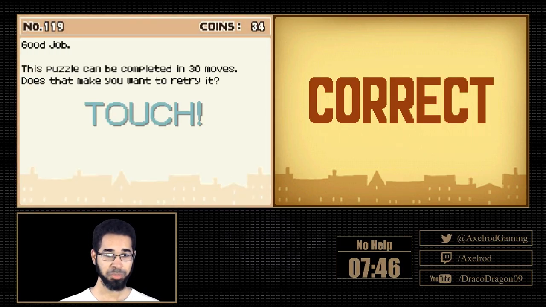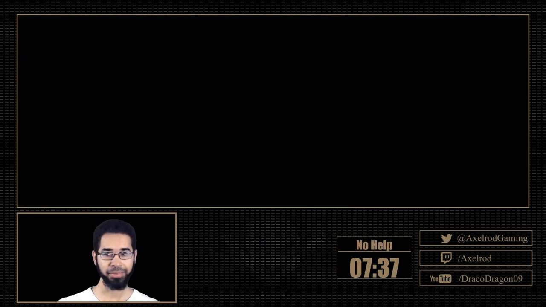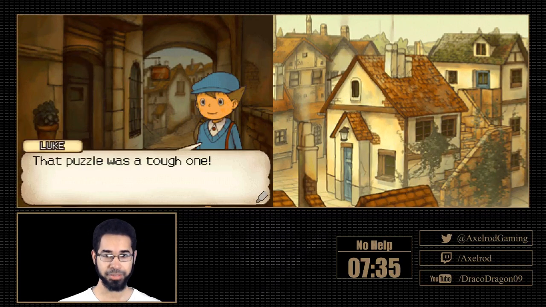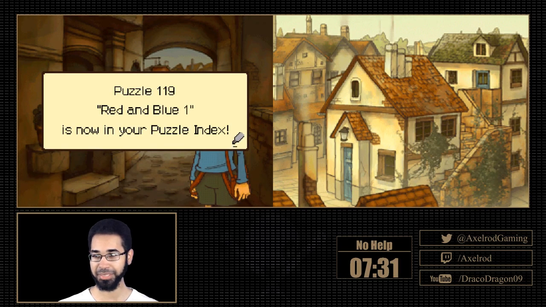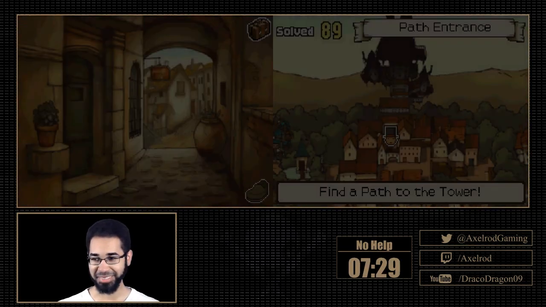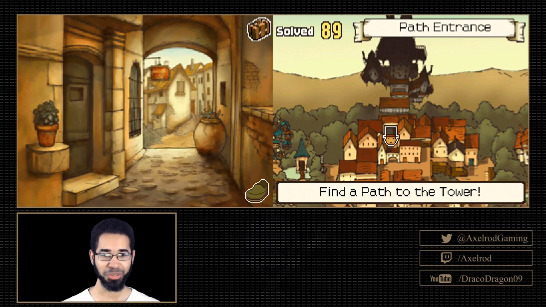Great job. This puzzle can be completed in 30 moves. Does it make you want to retry it? How many moves did I do? 35, I think? And that was primarily because I had to click off a couple of times. Puzzle was a tough one. No, it wasn't. That one was an easy one. One of the few easy puzzles that I really do.